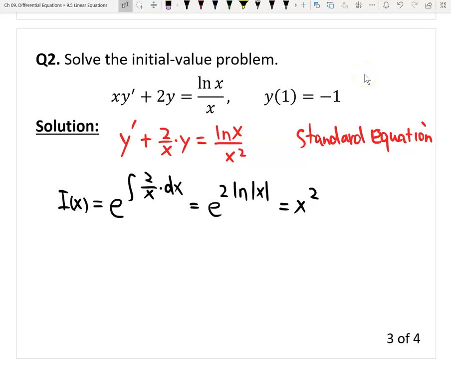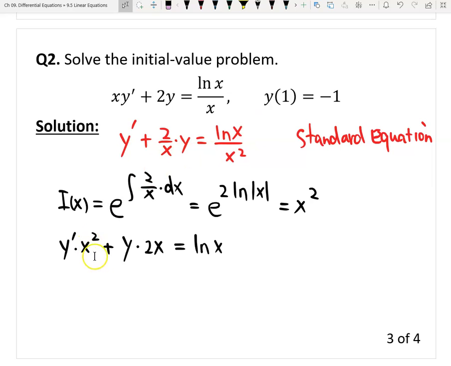We will get this. When we multiply the standard equation, keep in mind, don't go back to the original equation. So multiplying the left side, we have the first term y prime times the integrating factor, and the second term times x squared. So what do we have? We have 2x on the left, right? I will switch the order, so I get y times 2x on the left, and on the right, ln x times x squared, so we cancel x squared. We get ln x.